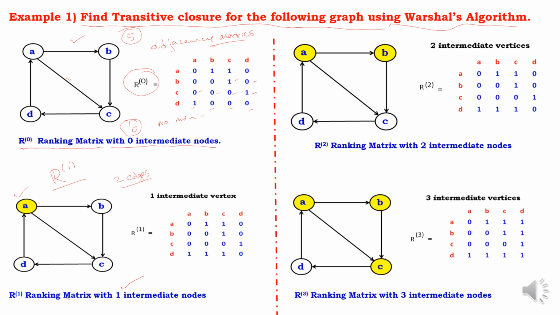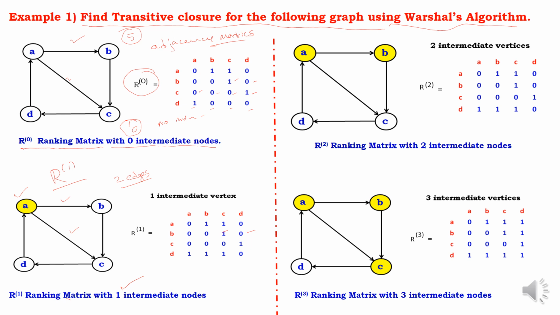Path length may contain two edges if A is intermediate. A to A, 0. A to B, there is an edge. A to C, yes, there is an edge. A to D, there is nothing, so A to D is 0. Then B to A, no edge. B to B, no edge. B to C, there is an edge. B to D, C is not an intermediate vertex, so B to D is 0.